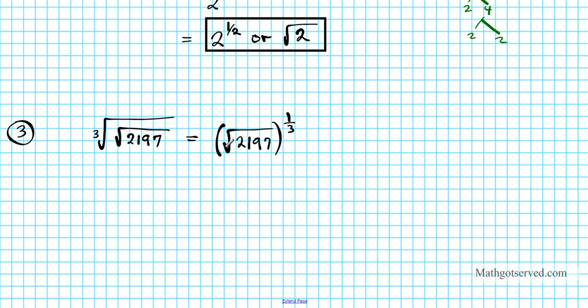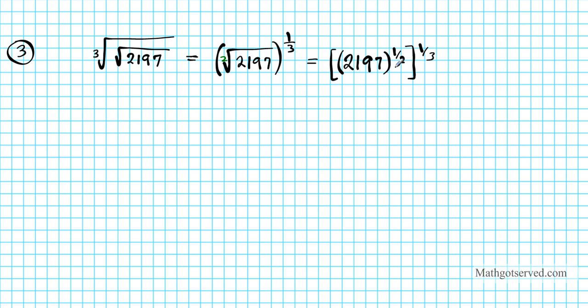Now let's focus our attention to the inner radical. Since there's no number here, that means the default number is 2. So that now I can use the nth property of radicals again to write it as 2197 to the 1/2, and that whole thing raised to the 1/3. Okay. Now I'm going to use the power of a power property to simplify this further. The power property just involves you multiplying the exponents, the fractional exponents.